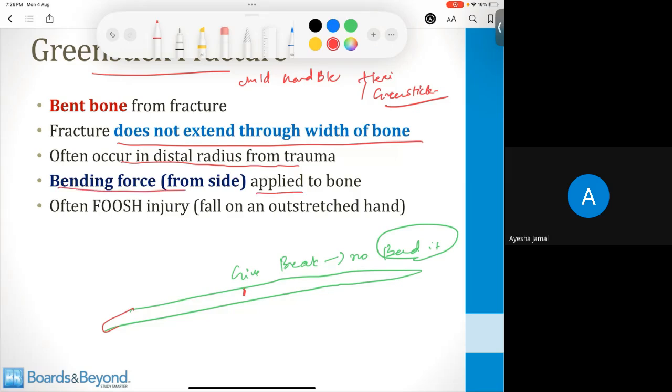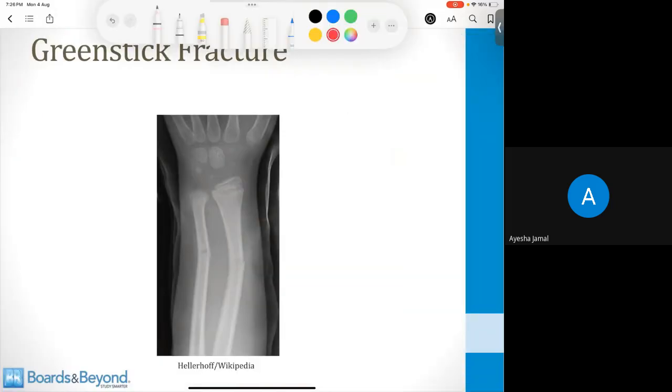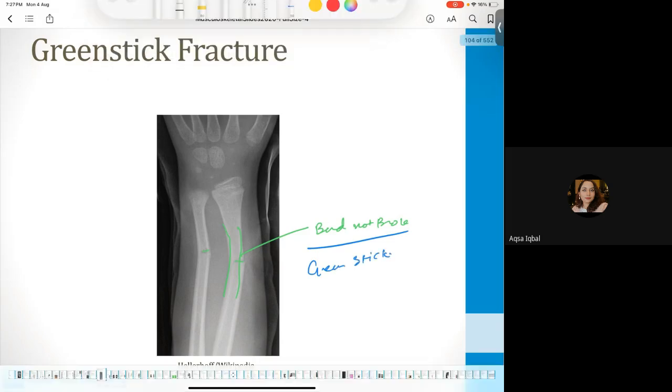There is a bending force applied to the bone, and in which injury? In a fall on an outstretched hand. That makes a lot of sense in the pediatric population. So here you can see it's a green stick fracture. Half of it is broken. It does not extend through the entire width, and it's going to be bent. It's bent, not broken, which is basically seen in a green stick. That's why we call it a green stick fracture. Was it clear?